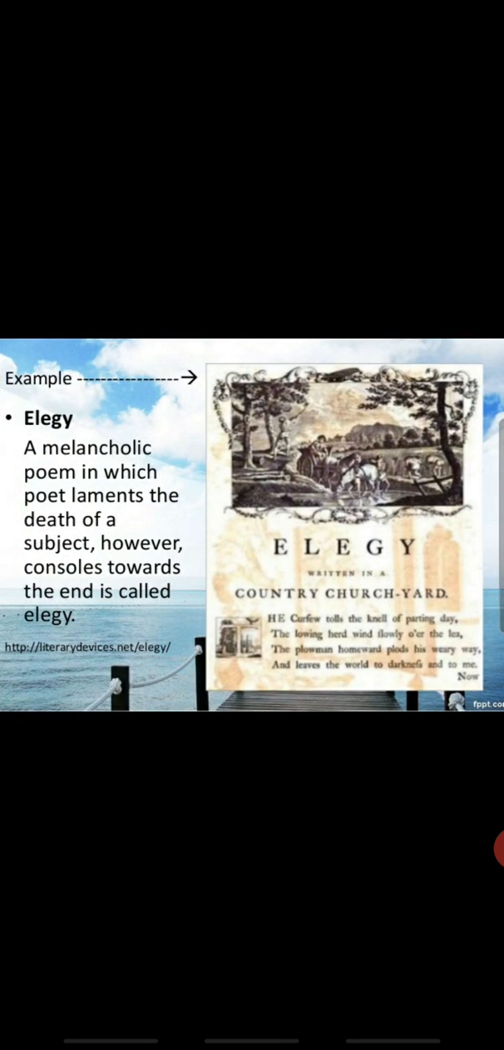So next we will take the genre, the type elegy. In the previous video we talked about elegy. Elegy is a kind of mourning poem. It's a poem in which the poet mourns the death of a person. It may be a general loss or some universal loss. So it's a melancholic poem in which the poet laments the death of a subject, however consoles towards the end, is called elegy. We have a very remarkable example of elegy, that is Elegy Written in a Country Churchyard, written by Thomas Gray.